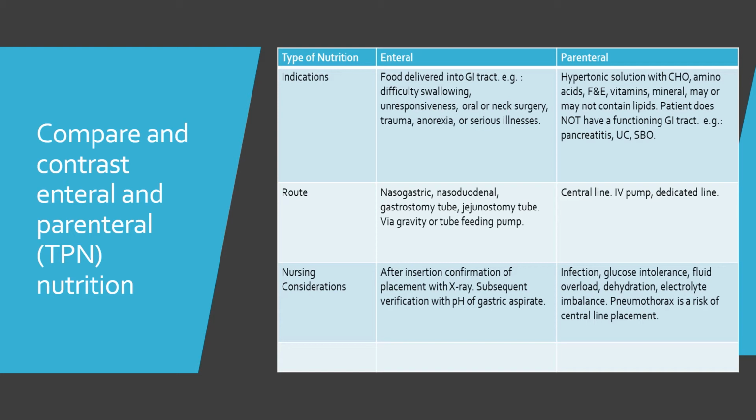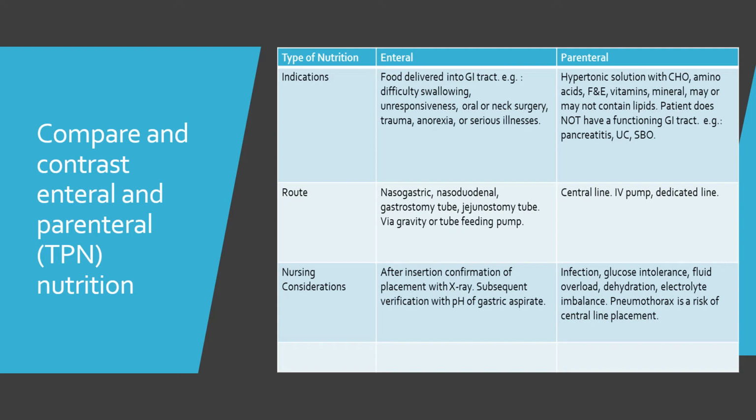The patient does not have a functioning GI tract, remember? So these patients would be patients with pancreatitis, with ulcerative colitis, with a small bowel obstruction. TPN must be given through a central line. It must be given on an IV pump, and we must have a dedicated line, which means we can't mix any other infusions in with TPN. If the line is getting TPN, it can only get TPN.